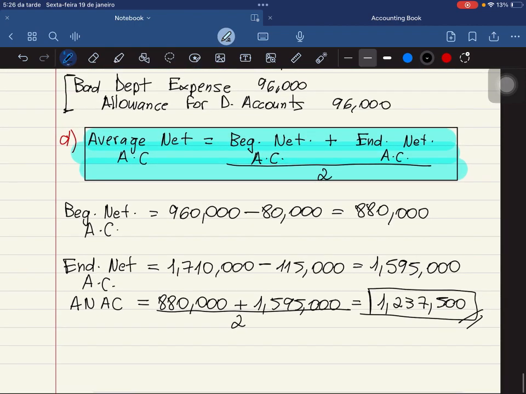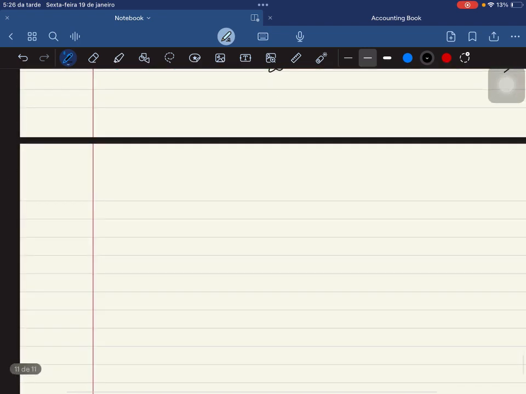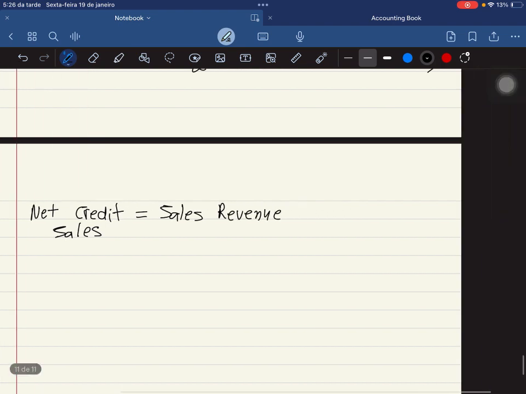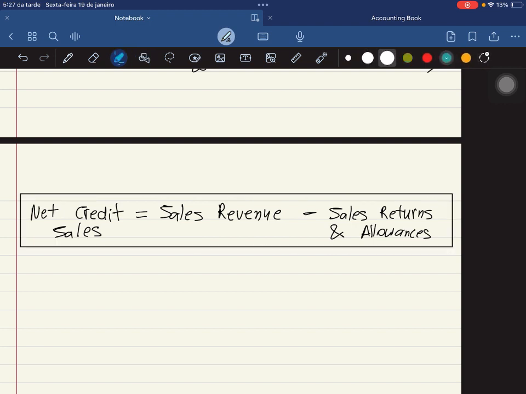But besides that, we're also going to need 2 more formulas. The first one that we're going to need is the net credit sales formula. And what is that? That is sales revenue, or sales on account in this case, minus sales returns and allowances, right? I'm going to highlight this formula here for you as well. Yellow.